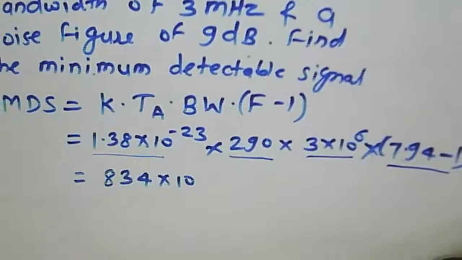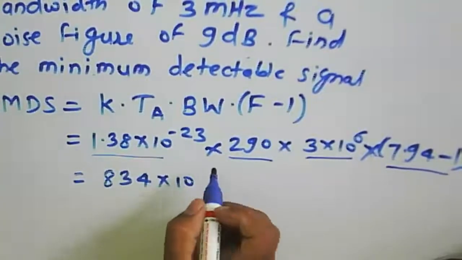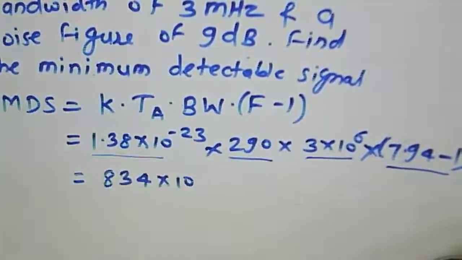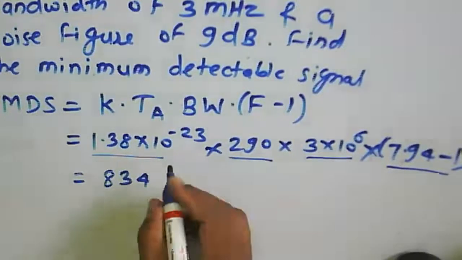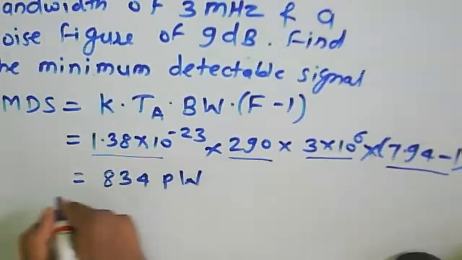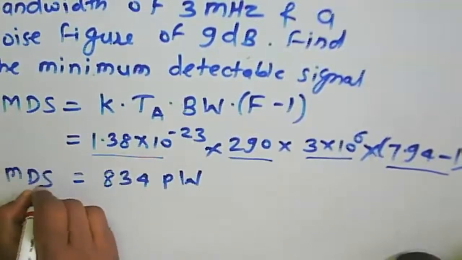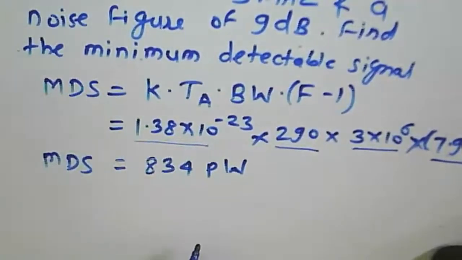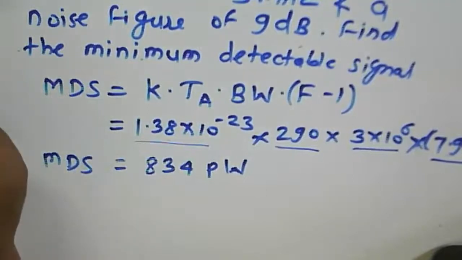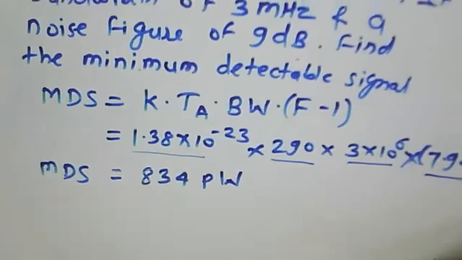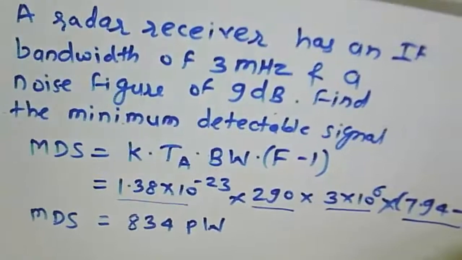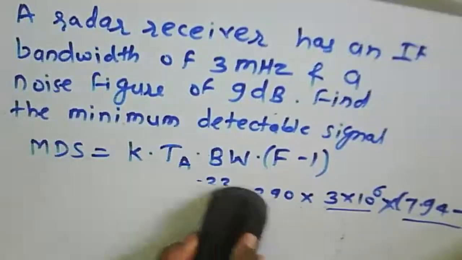Okay, so we can calculate here this way and find out what the minimum detectable signal will be. Now, next, we will go ahead with one more numerical.